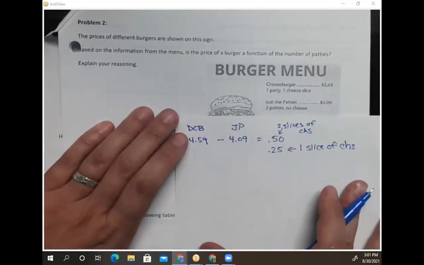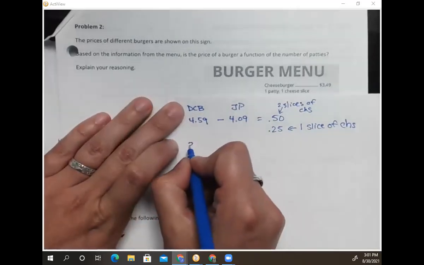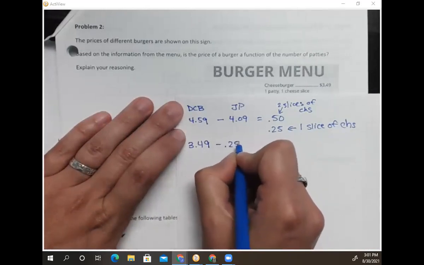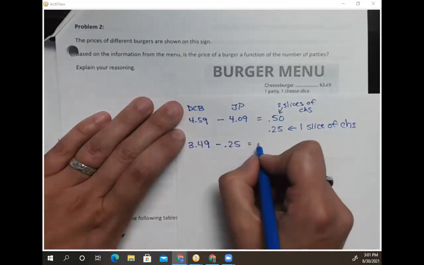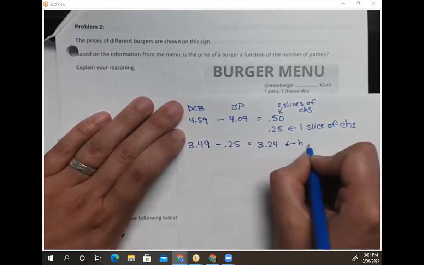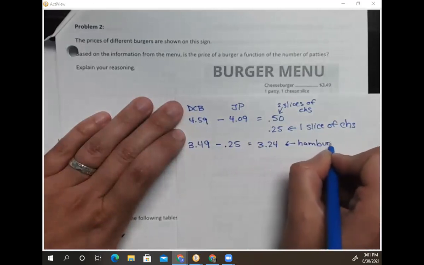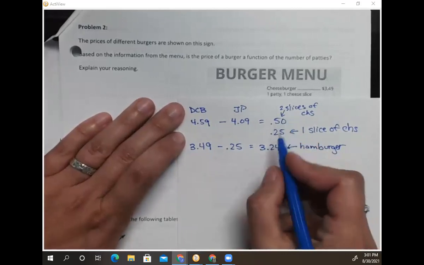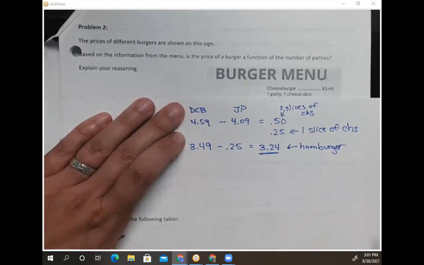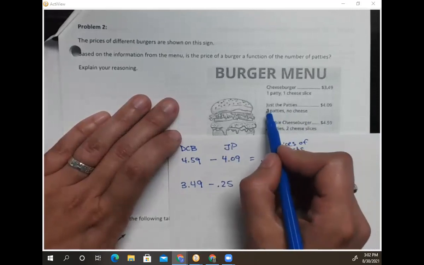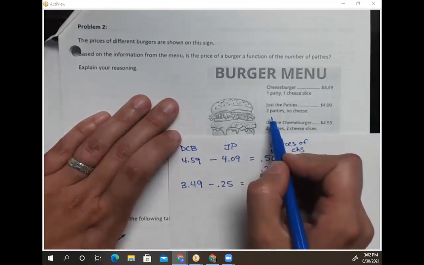Okay, so let's do that. Our cheeseburger is $3.49. If I subtract the 25 cents for the cheese, that would give me $3.24. That should be just a hamburger, right? A cheeseburger with no cheese. So I have a single hamburger here, theoretically. And then we also have some information about a double hamburger.